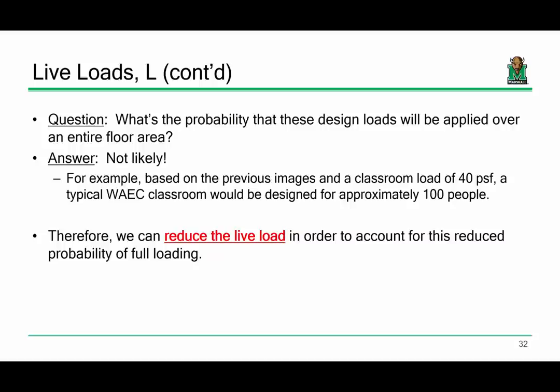To give you an example, for a typical classroom in this building, I did the math, and if we were looking at 40 pounds per square foot, which is a typical classroom load, that would be about 100 people. Have you ever been in a classroom in this building of this size and there's been 100 people in here? I know. But we're not there, right? So do we use those loads directly out of ASCE? The answer is no. What we do is we reduce those loads to account for this reduced probability of full loading.